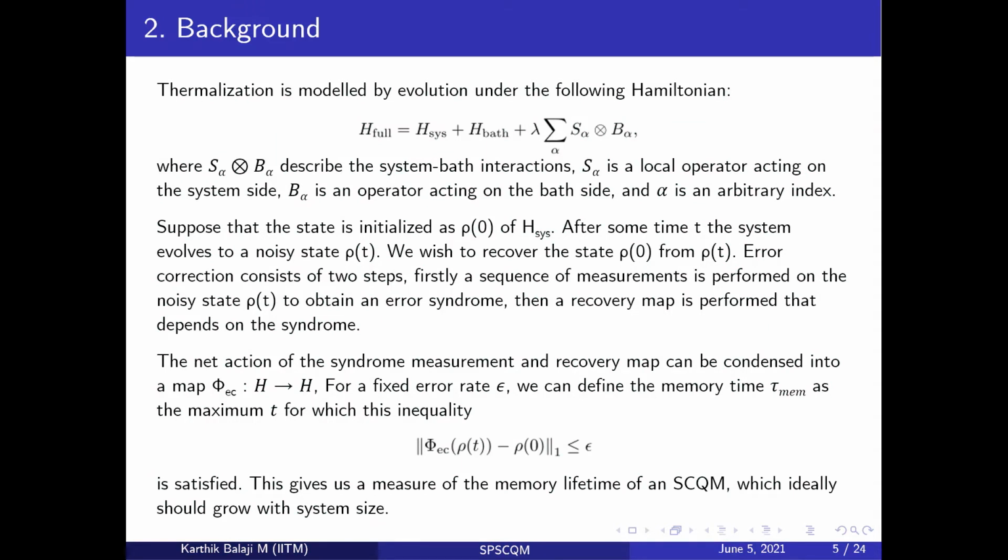The net action of the syndrome measurement and the recovery map can be condensed into a single map, that is phi EC. And for a fixed error rate epsilon, we can define the memory time tau mem as the maximum time for which this inequality over here, the norm of phi EC applied to rho t minus rho 0, is less than epsilon. This gives us a measure of the memory lifetime of an SCQM, which ideally should grow with system size. And we can see that if you solve this equation, it will lead to an exponential growth with system size for tau mem.